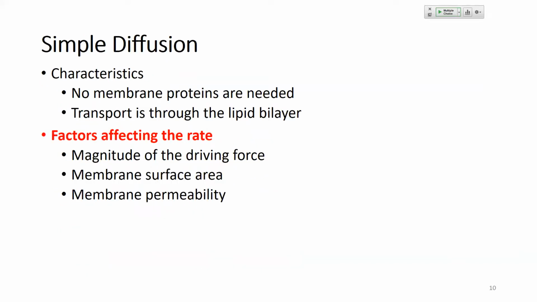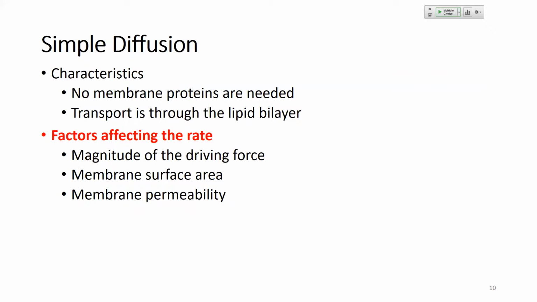So let's start off by looking at simple diffusion. Now, as we just mentioned, there are no membrane proteins required, and transport happens freely or simply through the phospholipid bilayer. What does that imply about these particles? Non-polar. They are most likely non-polar. Want to add something, Madeline? No? Anything else? They're small. Perfect. So they're most likely small, non-polar, non-charged particles that will freely move through the phospholipid bilayer.